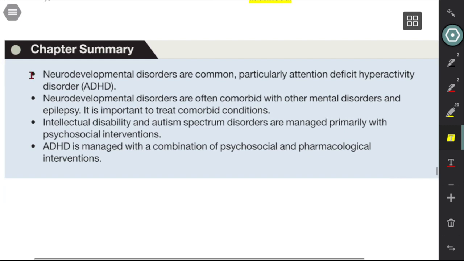Neurodevelopmental disorders are common, particularly attention deficit hyperactivity disorder. Neurodevelopmental disorders are often comorbid with other mental disorders and epilepsy. It is important to treat comorbid conditions. Intellectual disability and autism spectrum disorders are managed primarily with psychosocial interventions. ADHD is managed with a combination of psychosocial and pharmacological interventions.